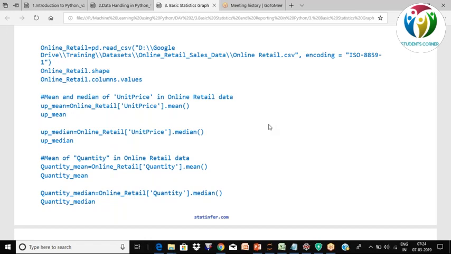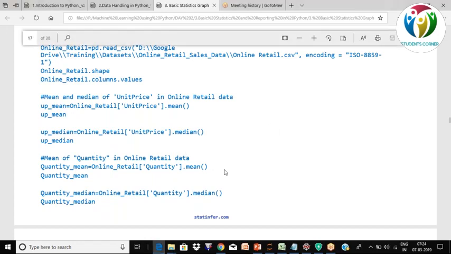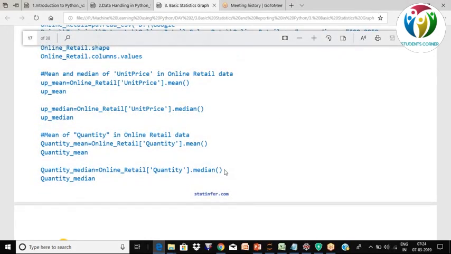In a similar way, you can also do it for quantity. Yes, normal distribution, yes.